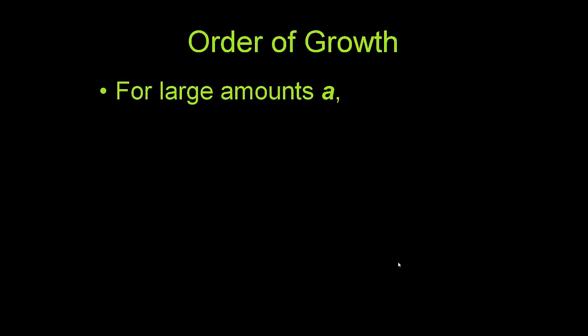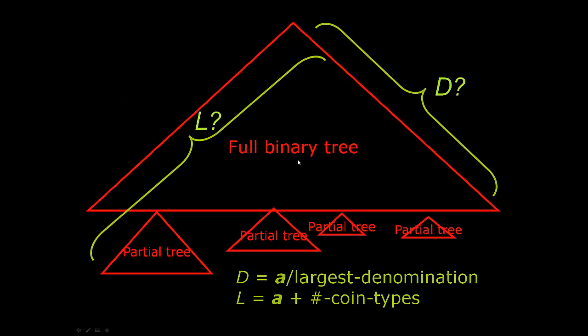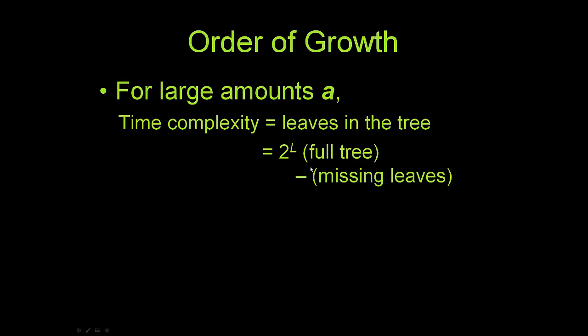Now let's take a look. For large amounts A, time complexity is equal to the number of leaves in the tree, which we know is approximately 2 to the L. L is the largest side, so 2 to the L is the total number of leaves in this bigger tree, which has some gaps. So it's 2 to the L, full tree, minus some missing leaves. This L is A plus N, so it's roughly order 2 to the A. We are sure that the other numbers are much, much smaller than this number, so this is okay.